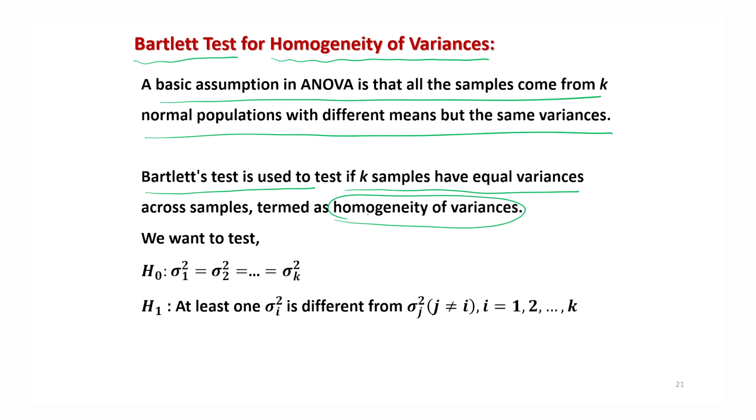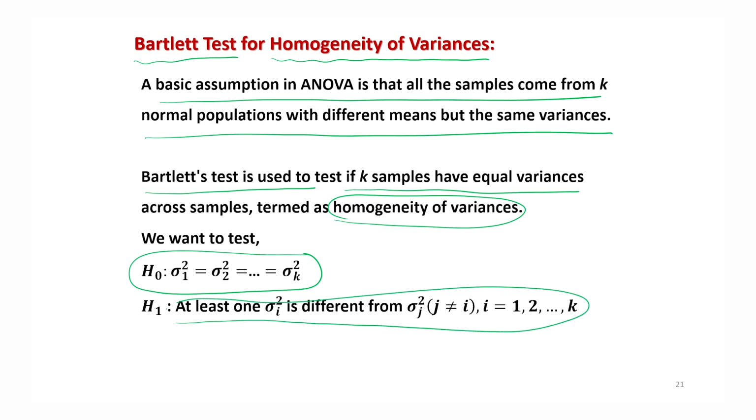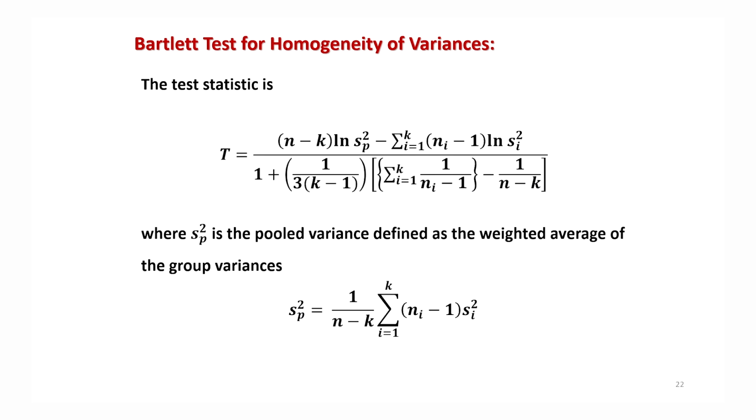Basically we want to test the null hypothesis H naught: sigma 1 square equal to sigma 2 square equal to dot dot dot up to sigma k square, and my alternative is that at least one sigma i square is different from sigma j square, for j not equal to i, where i goes from 1 to k. Now in this case the test statistic is here like this. It is only for your information, we are going to use the software. And the pooled variance that we used in the case of two samples, if you recall, can be computed here by S p square, which is like this.